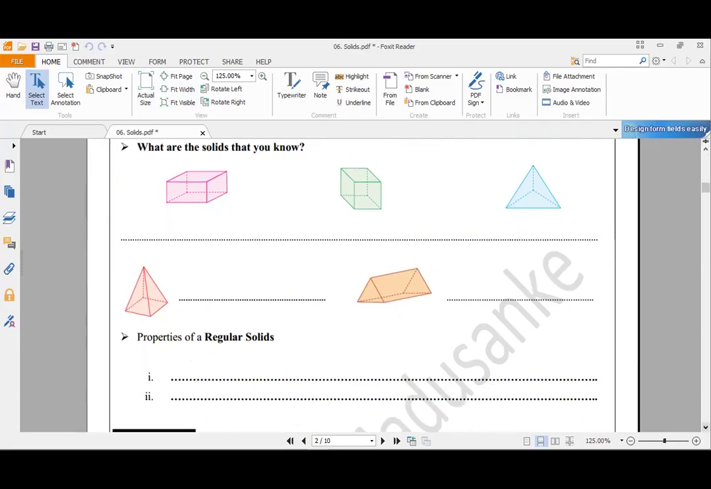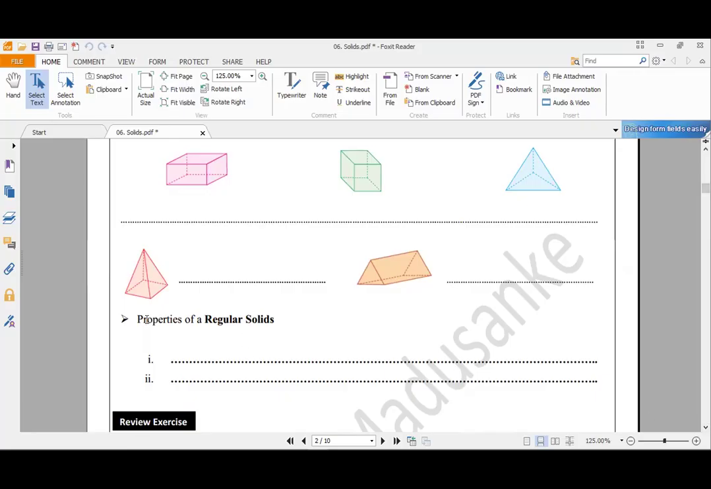Before moving into that, we need to know what a regular solid is. You know what a solid is. When it is called regular, what are the properties that we need to identify? Can anyone tell me?